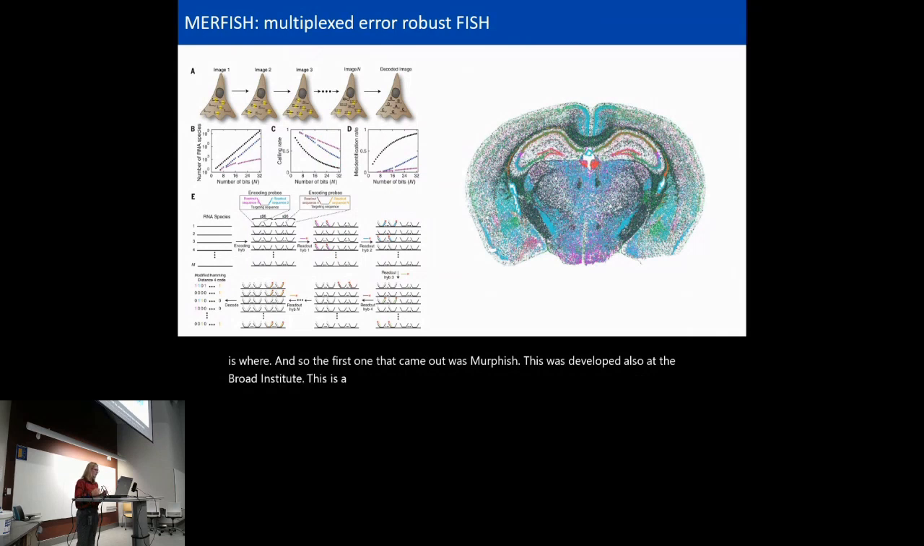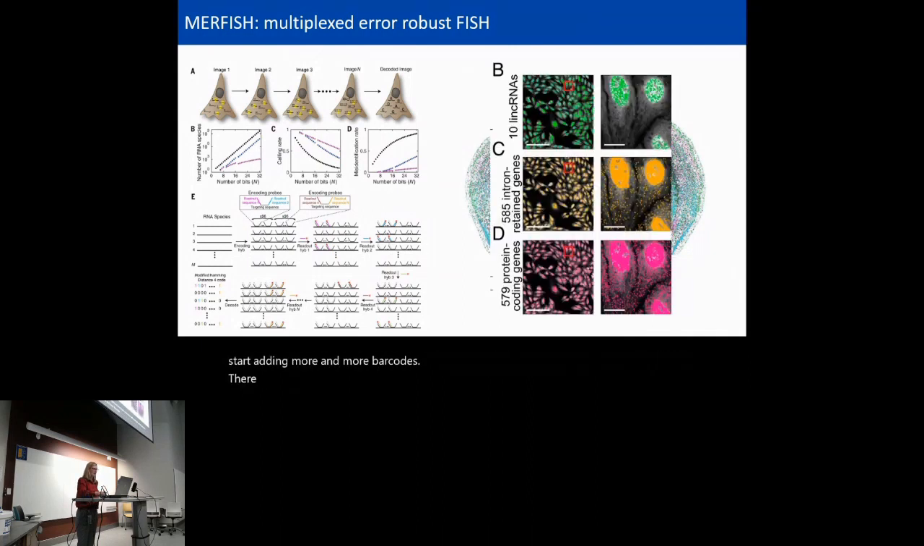This is a really cool technique that uses a combinatorial barcoding assay. It's quite mathematically complex and does have some issues with molecular crowding once you start adding more and more barcodes. There is a commercial application of this called MERScope. This is just an image giving you the subcellular resolution that you can see.